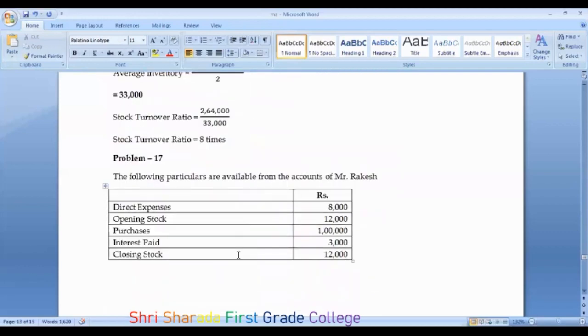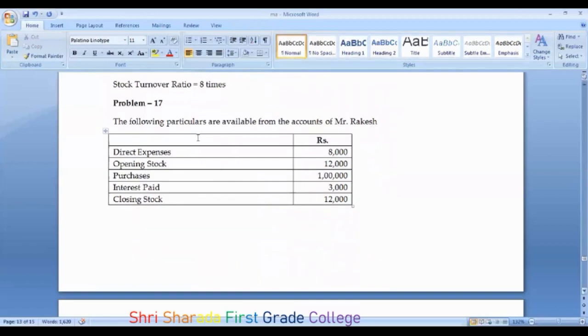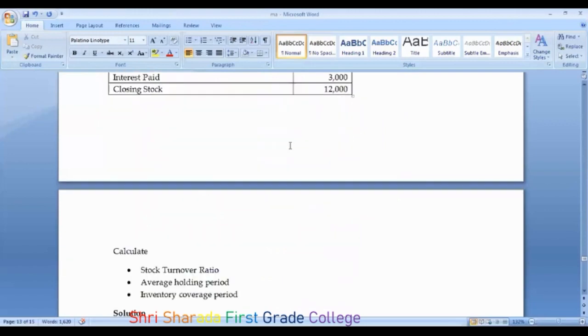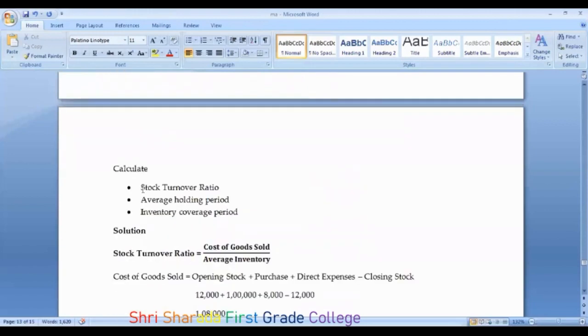Next is, the following particulars are available from the accounts of Mr. Rakesh. But before moving on to it, you need to find out the stock turnover ratio. So what does the stock turnover ratio include? The cost of goods sold information along with the average inventory. Okay.